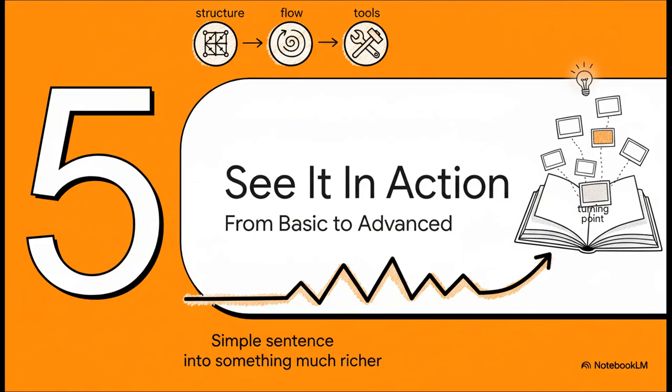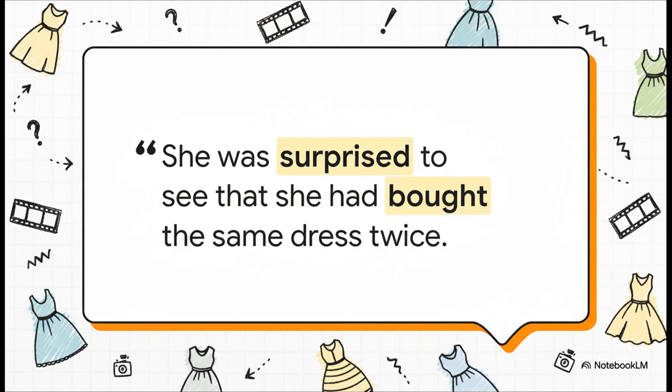Okay, moment of truth. We've got our blueprint, we've got our flow, and we've got our writer's tools. Let's see what happens when we put it all together. We're going to take that turning point in Maggie's story and see how we can transform it from basic to totally advanced. So here's the basic version. And you know what? It's fine. It's clear, it's correct, it gets the job done. But we can do better, can't we?